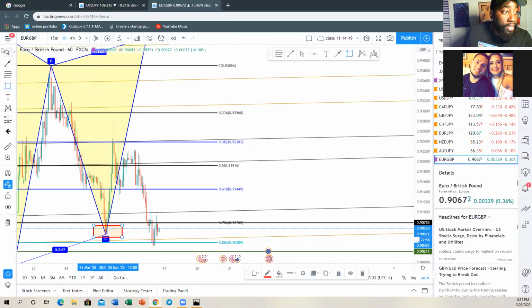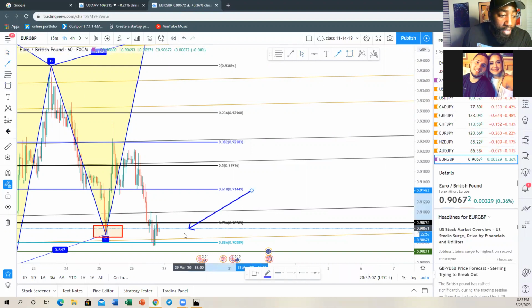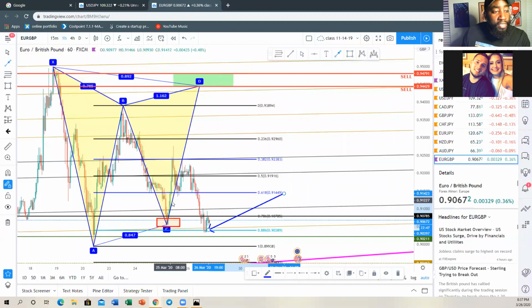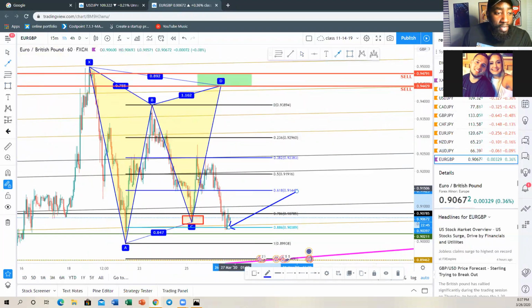It closed between it. But look what price did on the next major move down, not next candle. It went right to 886. It's not floating between anything. It went right to 886, and now it started pushing its way back up. So if this Gartley pattern is going to be legit, it's going to be starting at the 886 point and then pushing its way up.